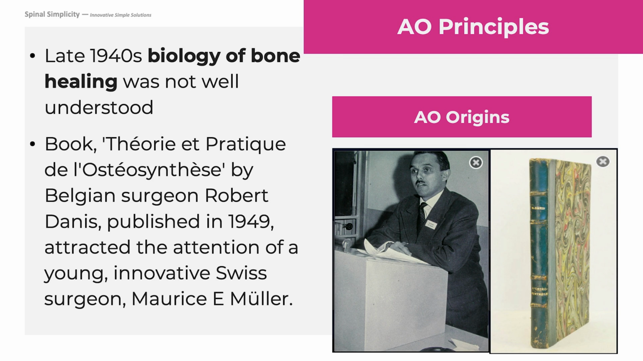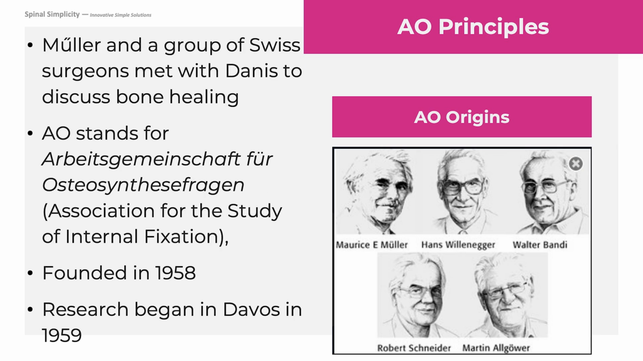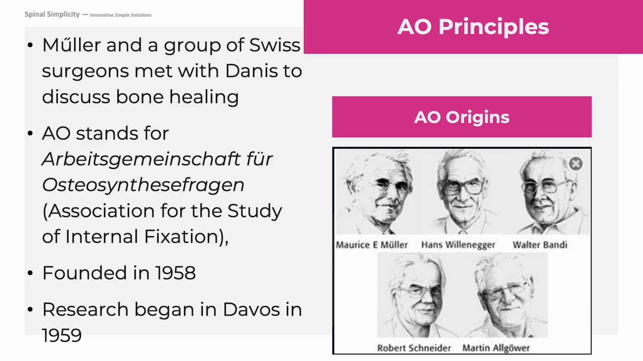Then a book came out by a Belgian surgeon, Robert Denis, where he began to address this topic. This book caught the attention of a Swiss surgeon. He gathered his Swiss surgeon colleagues, and they met with Denis and talked about bone healing. And out of this meeting came a foundation, an association that was determined to study and understand what was going on and how they could improve fixation, internal fixation of fractures. Their group was founded in 1958. AO, by the way, stands for the first letters of the name of this group in German. I won't insult you by trying to pronounce it.